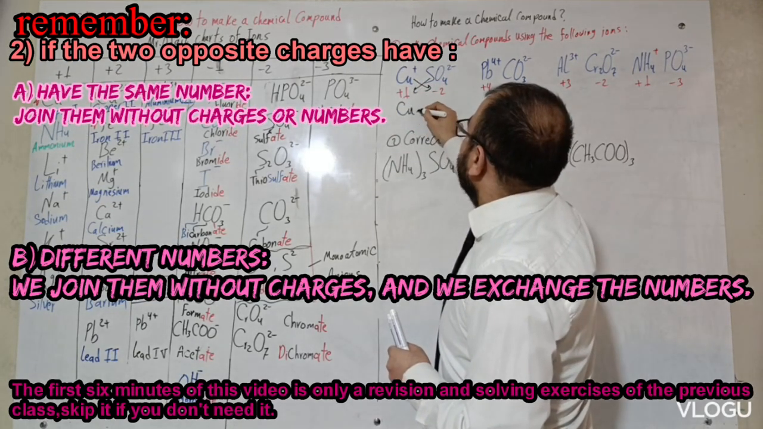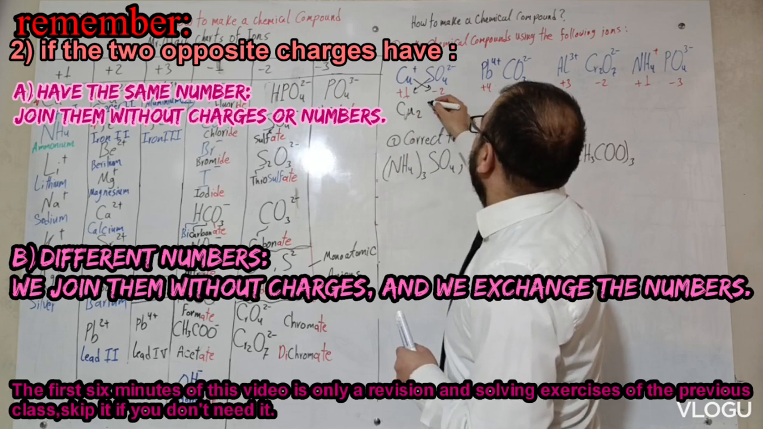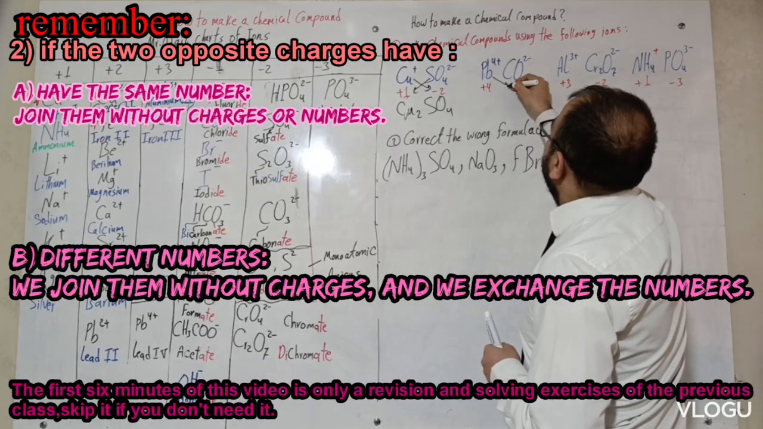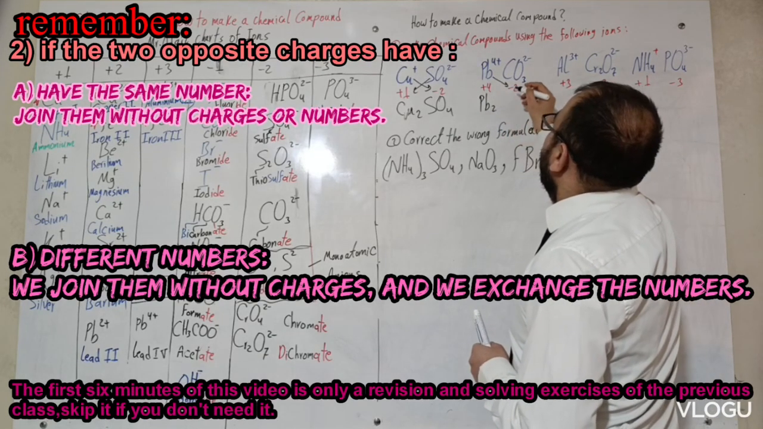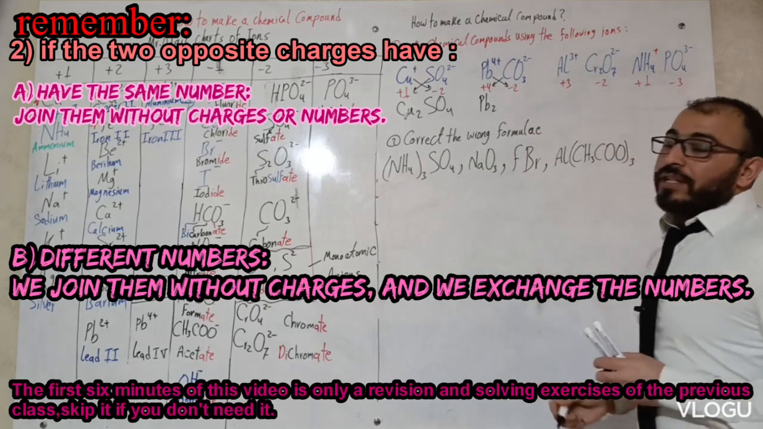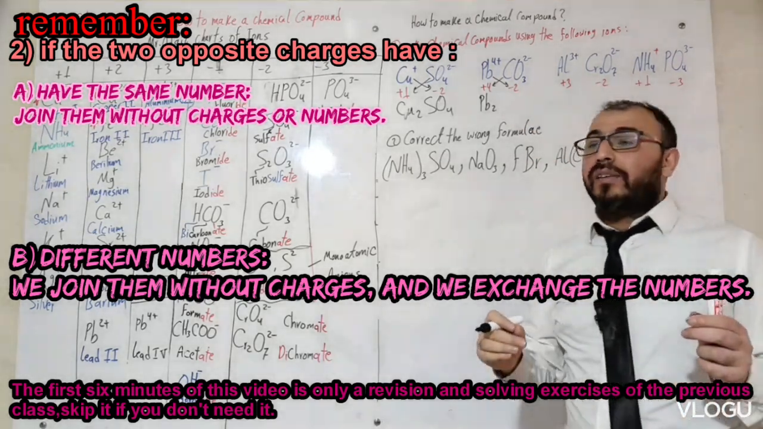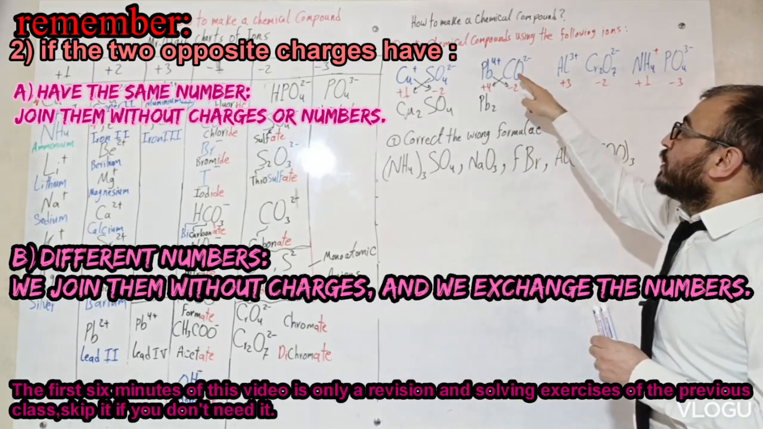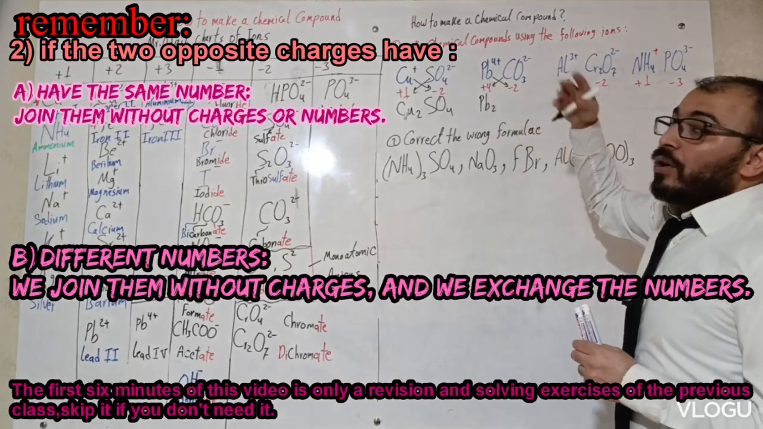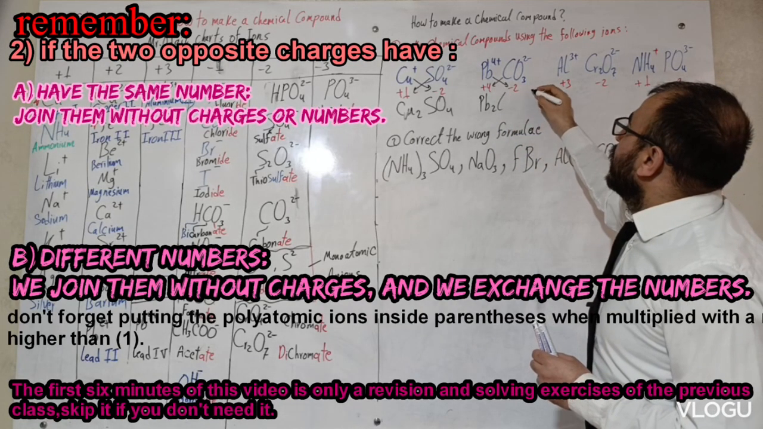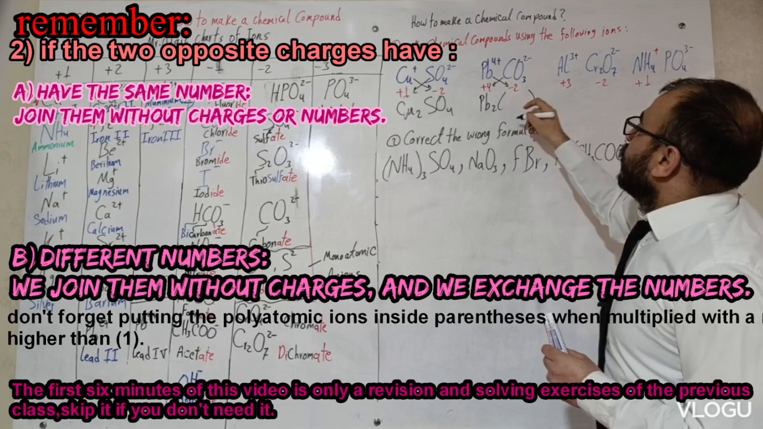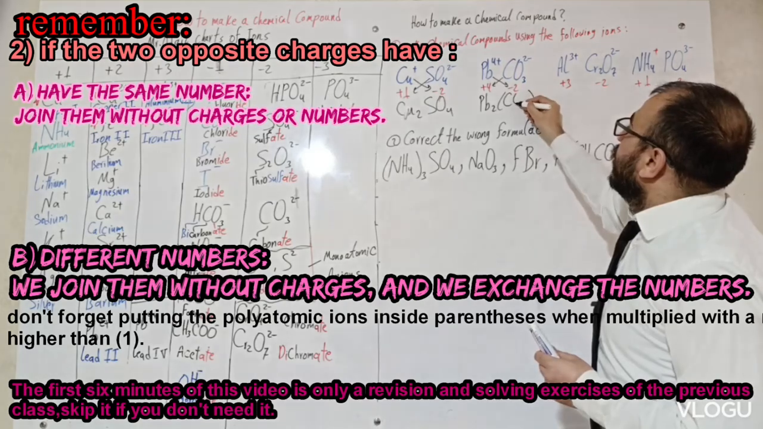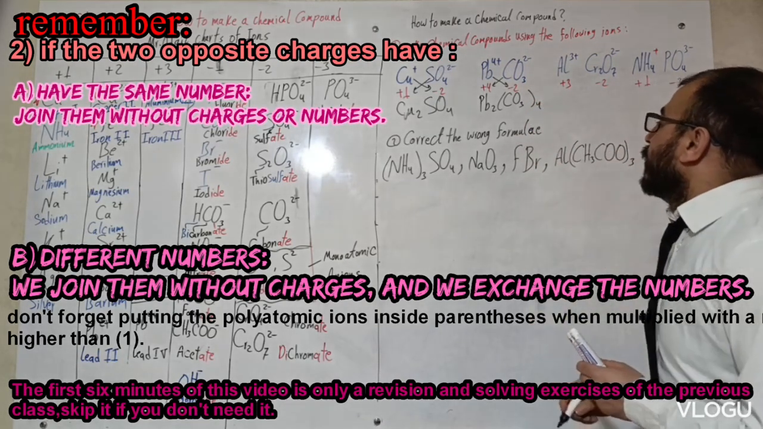Like copper, I multiply it with 2, Cu, this is Cu. SO4, I multiply it with 1. I have lead, multiply it with 2. And here I have this polyatomic ion, and as we said before, my friends, if the polyatomic ion is multiplied with 1, I write it as it is, but if it's multiplied with a number which is over than 1, I should here draw parentheses and draw the number here, and then at the end I should write it inside those parentheses.